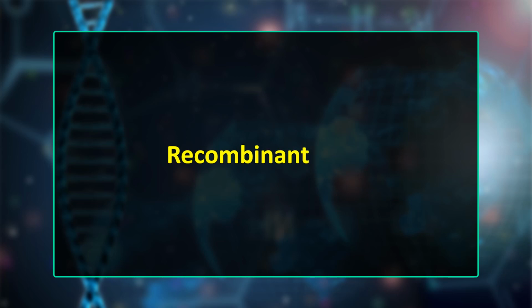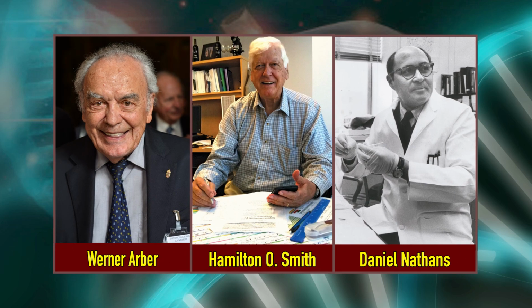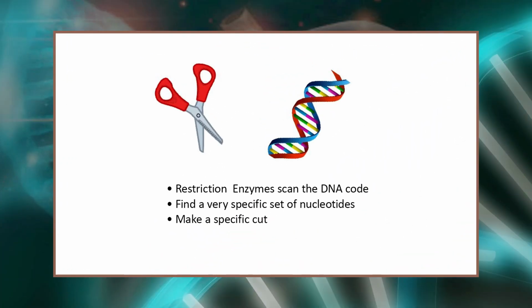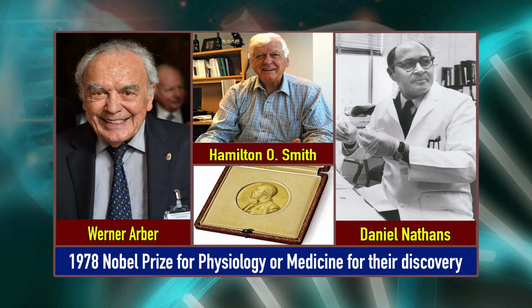Now let us discuss recombinant DNA. In the 1960s, Swiss microbiologist Werner Arber and American microbiologists Hamilton Othanel Smith and Daniel Nathans discovered restriction enzymes which cleave DNA into fragments, the discovery for which the three men shared the 1978 Nobel Prize for Physiology or Medicine. This enabled scientists to manipulate genes by removing and inserting DNA sequences, and these restriction enzymes are also known as the molecular scissors in molecular biology.